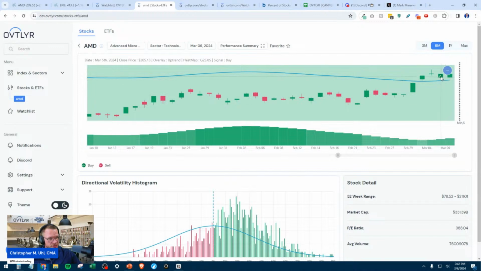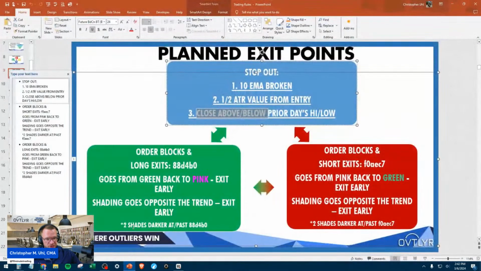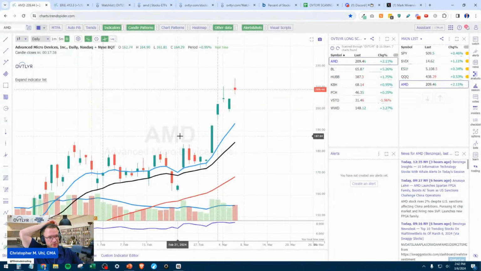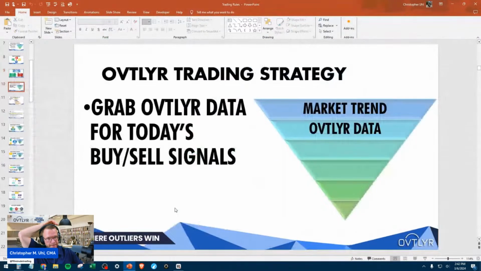So this was G25 yesterday. When I say 2 shades darker would be my exit point here, that would be like G35, which would be this color of green. So it's got 2 shades darker to go. So if I were in AMD, which I'm not, I would still be holding it. I don't have a reason to exit. So let's go to the next step here.